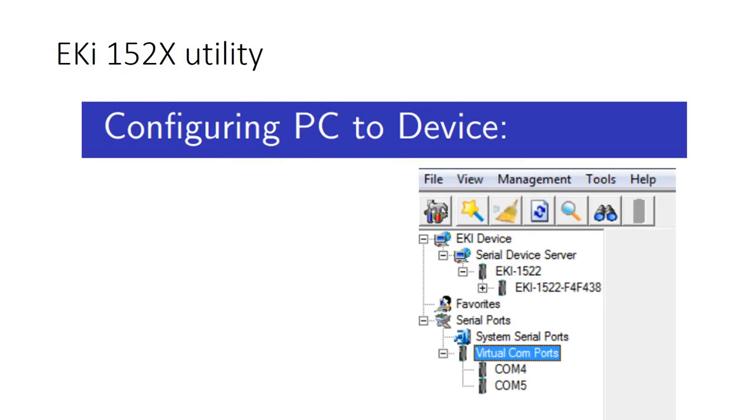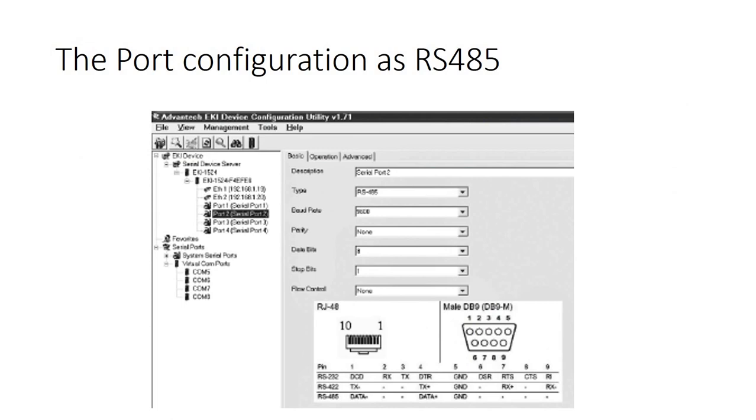Now the configuration from the PC looks very simple. When you install the drivers for EKI1522 or 1524, you can see that it gets detected like this, and after that you will see the Advantech EKI device configuration utility. You go and click on port 2. It will ask if you want it to be configured as RS485. Yes, I have configured it as RS485. Define the speed and everything required for communicating with the ADAM modules, which is 9600 N81. Now your port is ready.